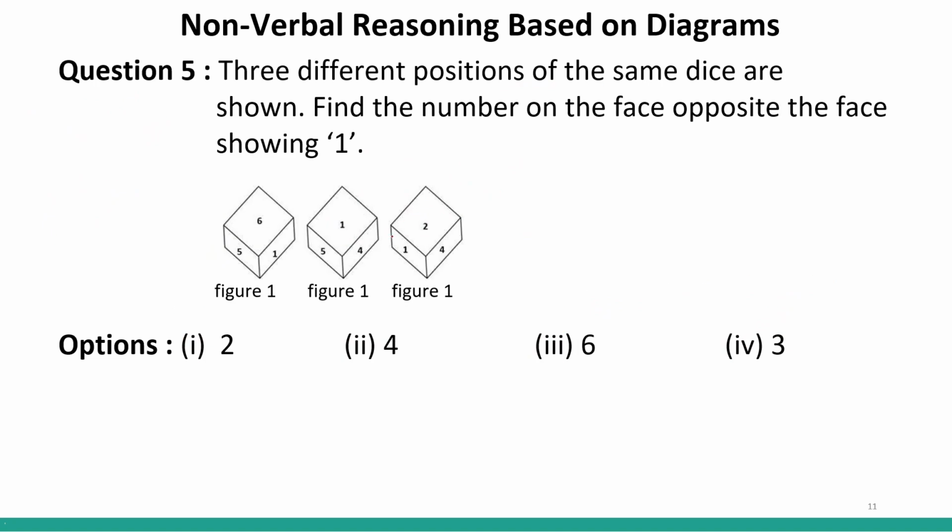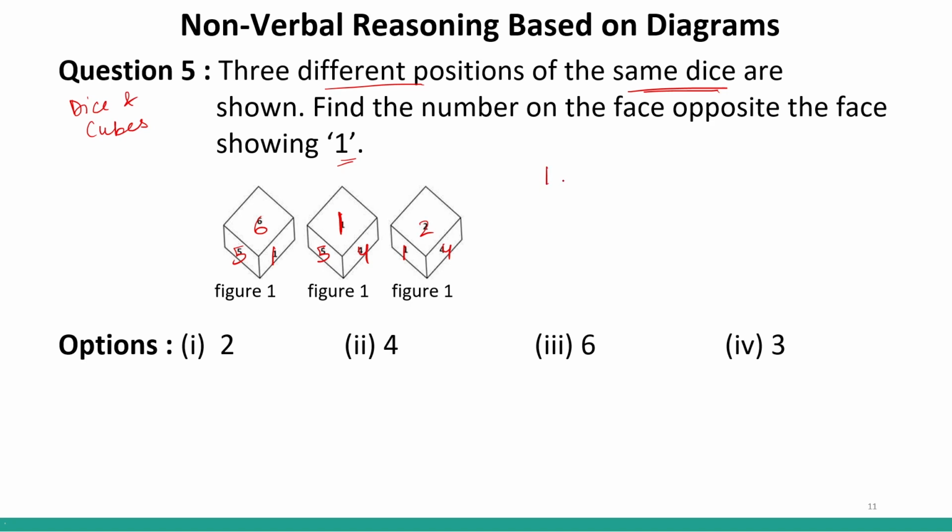Question number 5. This is a question of dice and cubes. Now, over here 3 different positions of the same dice is shown. So this is the same dice just kept at 3 different angles or 3 different positions. And we have to find the number that is opposite to 1. So 1 is over here. We have to find the number that is opposite to 1. We have 1, 5, 6, 5, 4. This is 1, 4 and 2.